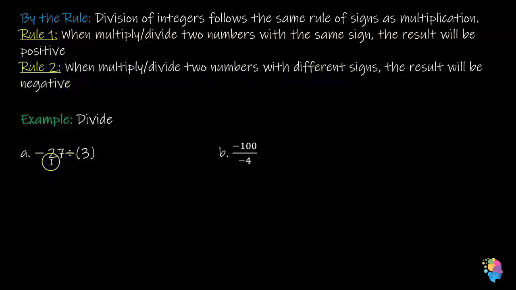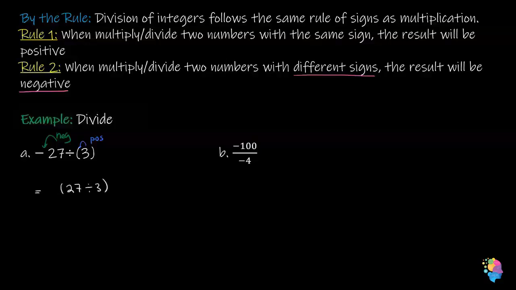They're asking us to divide negative 27 by 3. We see that our first value is negative and our second value is positive. Because they have different signs, our result will be negative. So then we divide 27 by 3, and remember that the result needs to be negative. 27 divided by 3 is 9, and don't forget to bring the sign. The negative 27 divided by 3 is equal to negative 9.